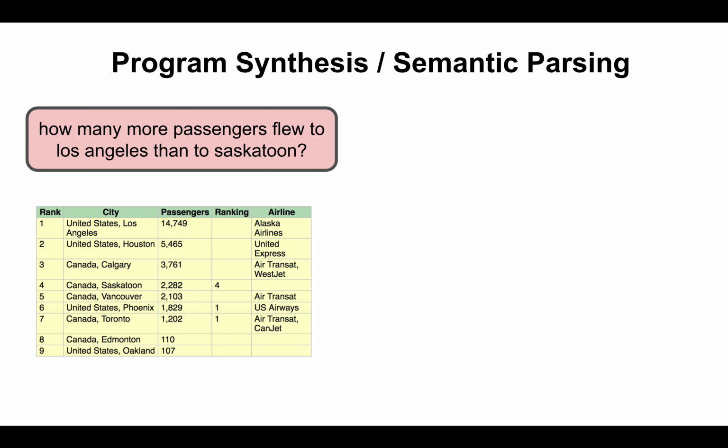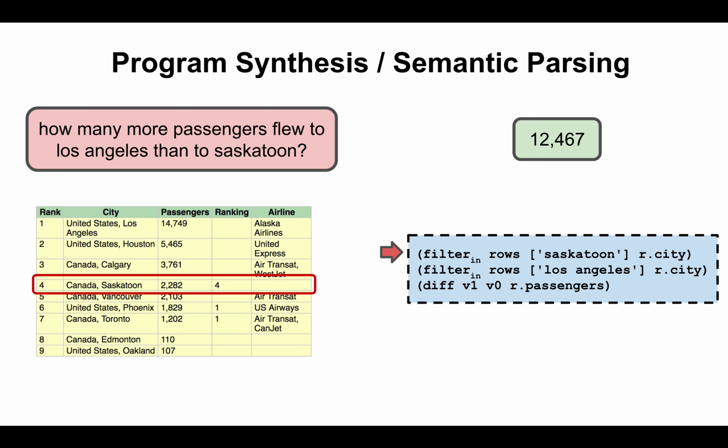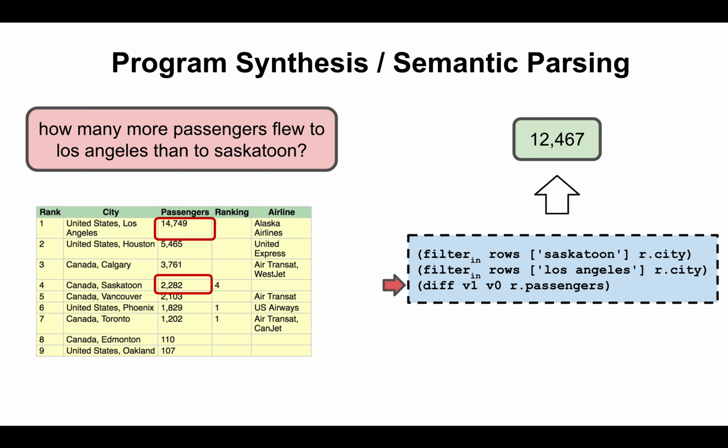Given a database table and a natural language question, can the model learn to generate a program that computes the answer? For example, to answer how many more passengers flew to Los Angeles than Saskatoon, the correct program needs to first filter out the two rows, compute the difference in the passengers column, and then return it as the answer.